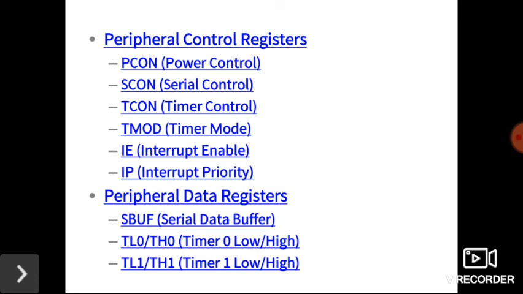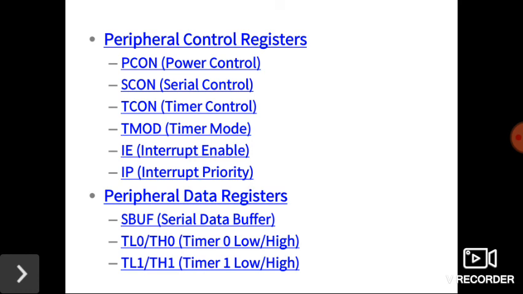Okay, the next one is timer mode, TMOD. This special function register is used to set the operating modes of the timers T0 and T1. The lower 4 bits are used to configure timer 0 and the higher 4 bits are used to configure timer 1. Okay, this is timer mode.